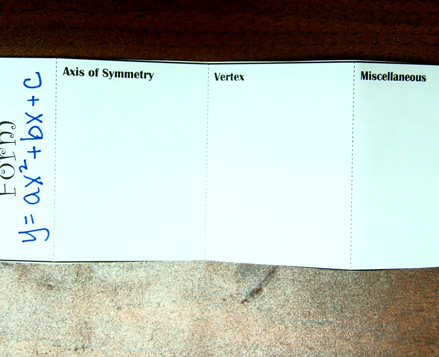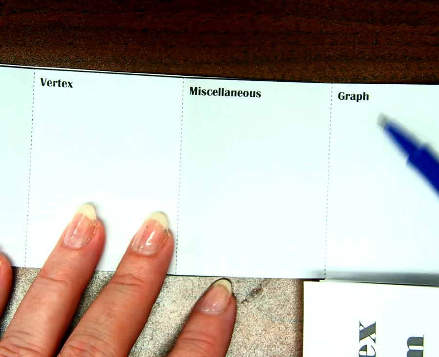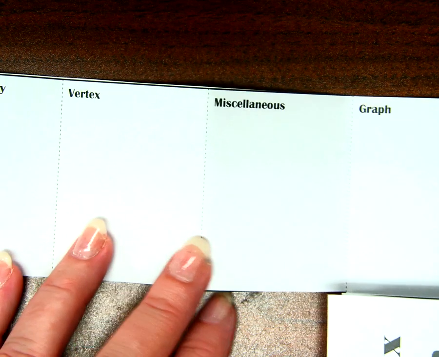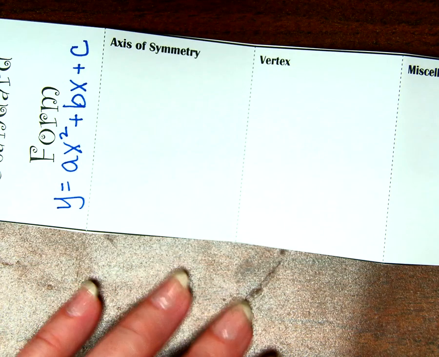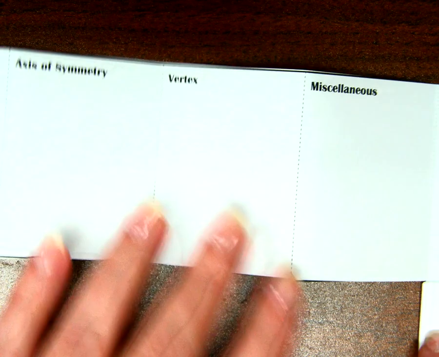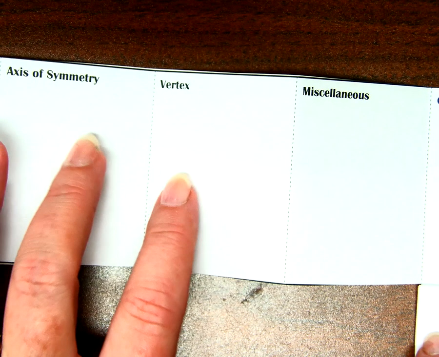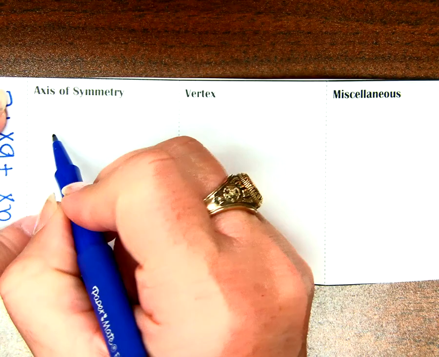Okay, so there's two specific things we need to know, some other miscellaneous stuff, and then we need to talk about the graph. Okay, our focus today on quadratics is what? So we're focusing on graphing. Okay, we're focusing on graphing. But would it make sense that I would need to know these two things in order to graph it? Okay, so we're going to start right here.